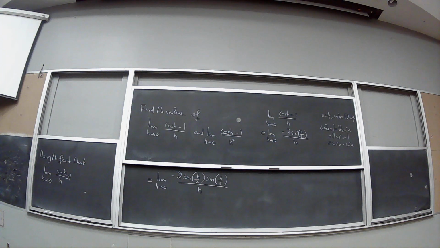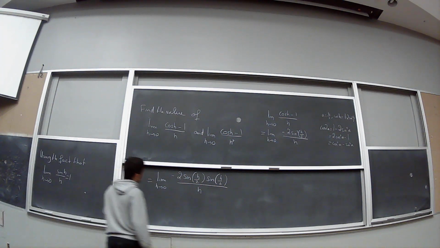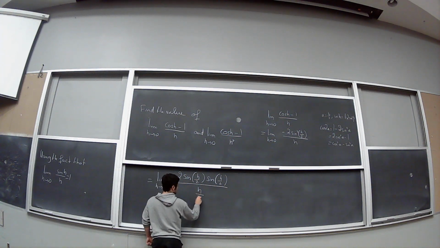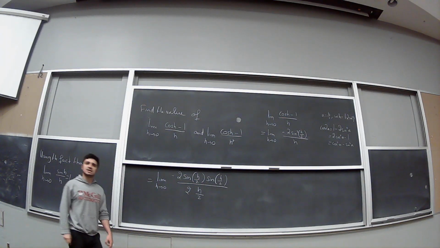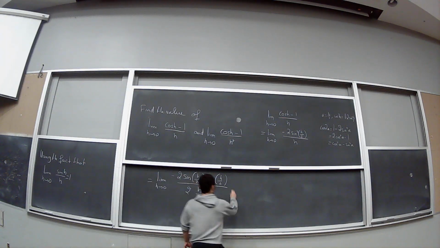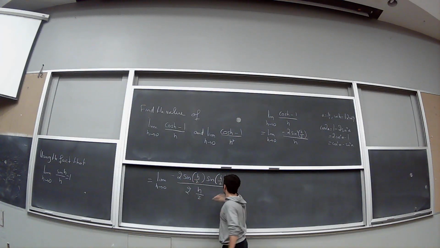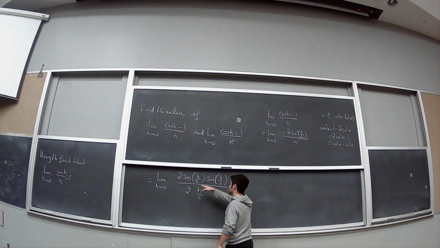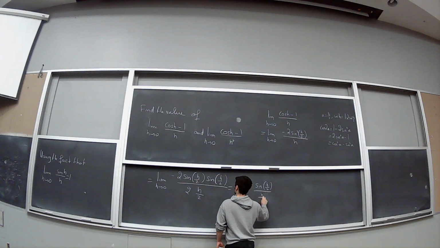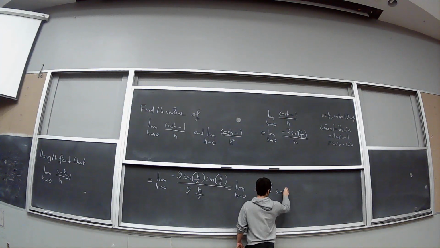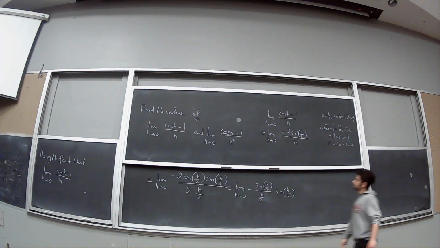I still have a 0 over 0, but let me do one more thing. I divide this h by 2, and I multiply it by 2. You guys see this? Great. So let me cancel these two out. And what do I get? I get sine h over 2, over h over 2, times sine h over 2. I think I put the minus sign. And that's what I get.